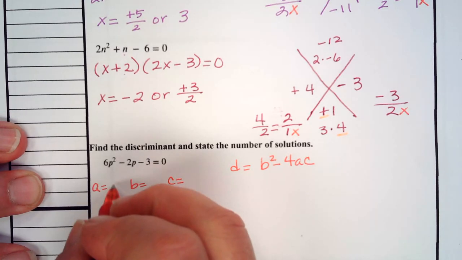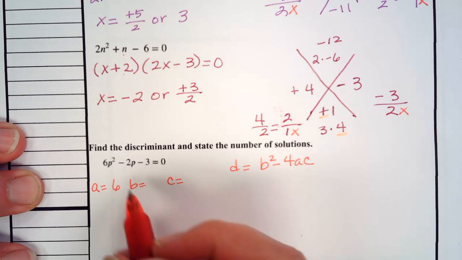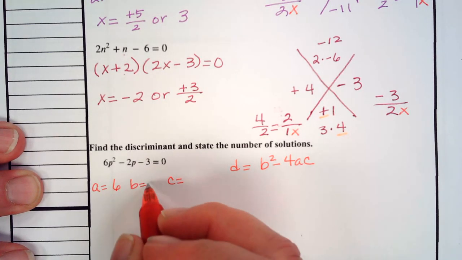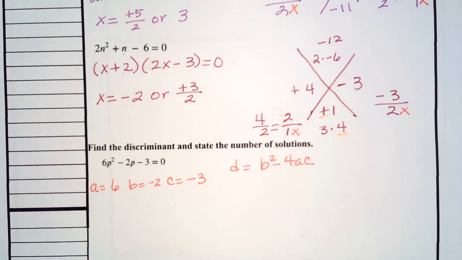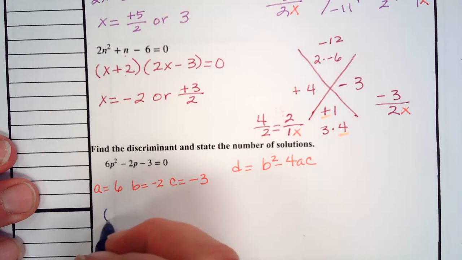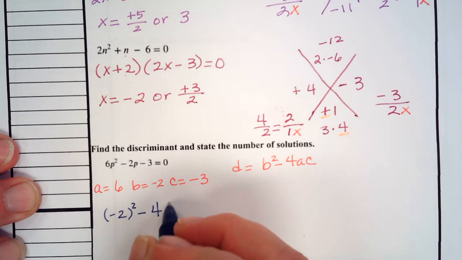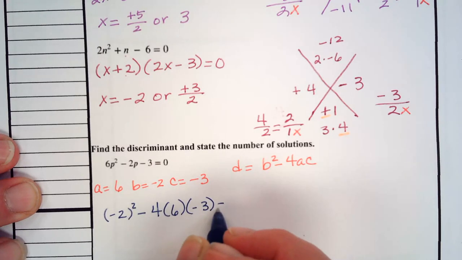Okay, a is equal to 6. That's the coefficient of p squared. B is the coefficient of p, which is negative 2. C is the number, negative 3. Let's put it all together. B squared, negative 2 squared, minus 4 times 6 times negative 3.